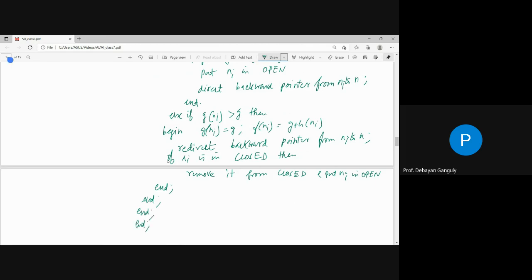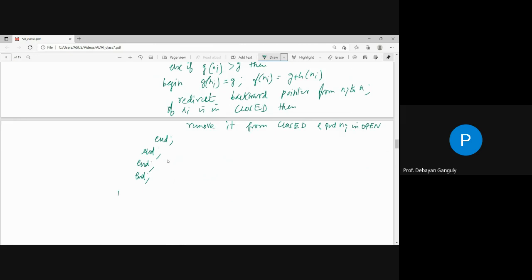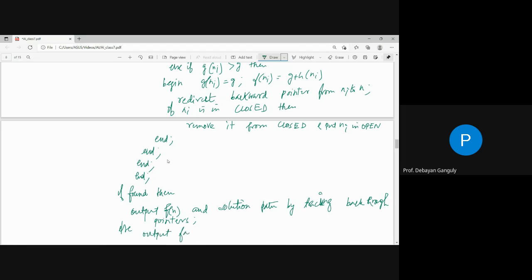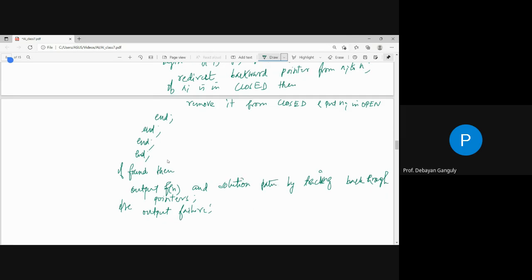And if found, that means we will get the solution, that means if found then output f(n) and the solution path by tracing back through pointers, else output failure. So what we did is what we wrote, nothing else.